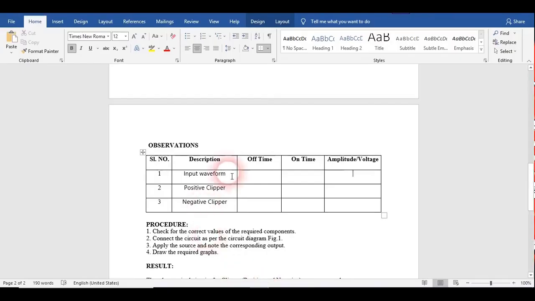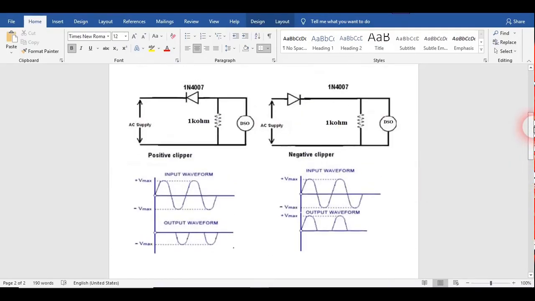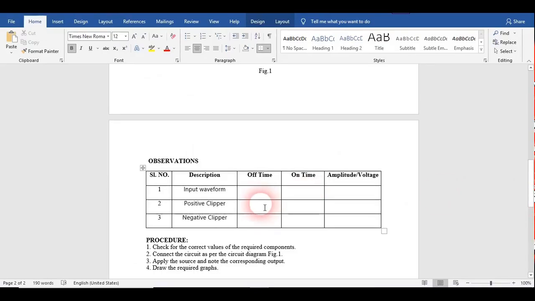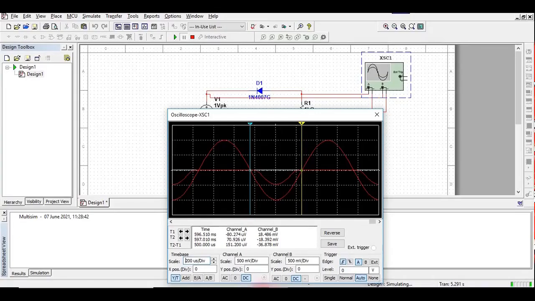So the off time of this first one, that is the positive clipper, no? Yes, the positive clipper off time is the same as that of the input waveform, and there is no on time for this positive clipper. The on time is only for the input waveform, and the off time and on time are both the same, but the amplitude of both is different. So you have to write the amplitude here. In the negative clipper also we will get the same off and on time.